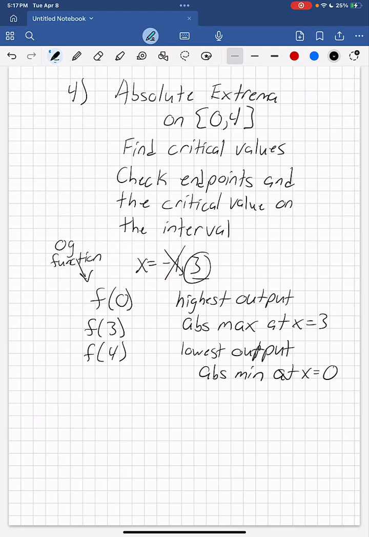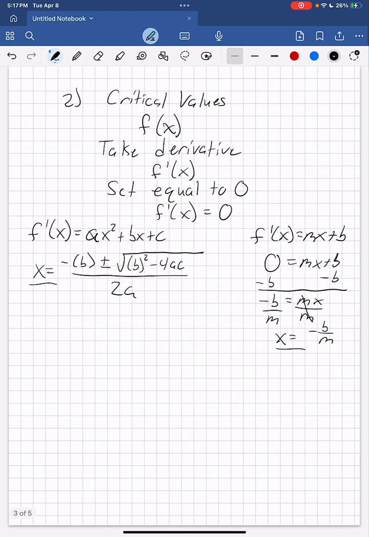As you notice, 2 through 4 uses the same concepts. Take a derivative, find the critical values. Okay, so make sure that you know how to find critical points. That's the big thing, is being able to find those x values when you set the derivative equal to 0. And our two methods for doing that, if we have a quadratic, we go use the quadratic formula. If we have linear, then we kind of follow this process and just solve for x with the two-step equation. All right.